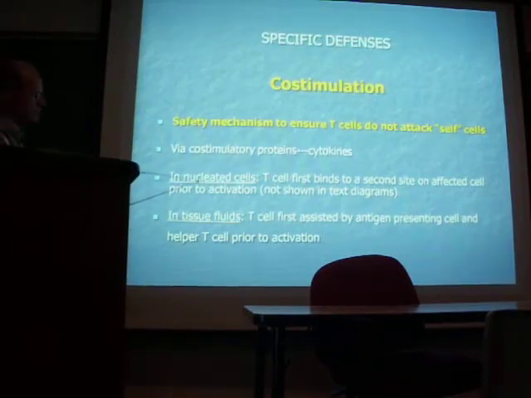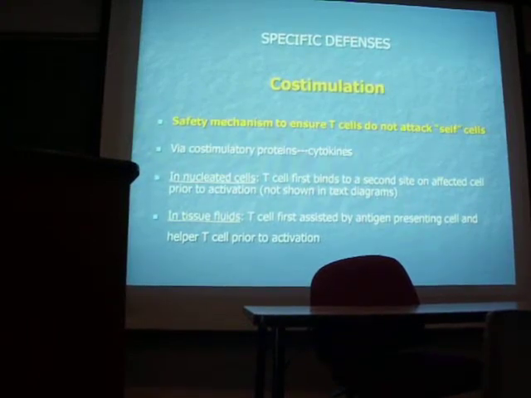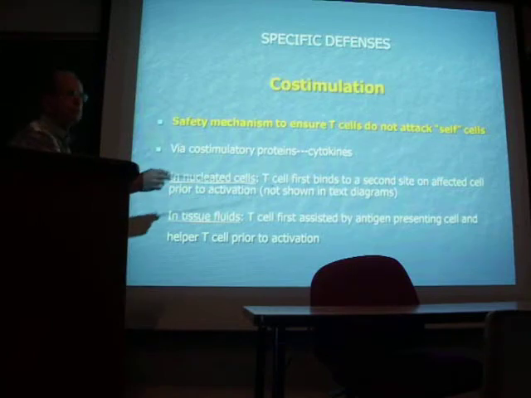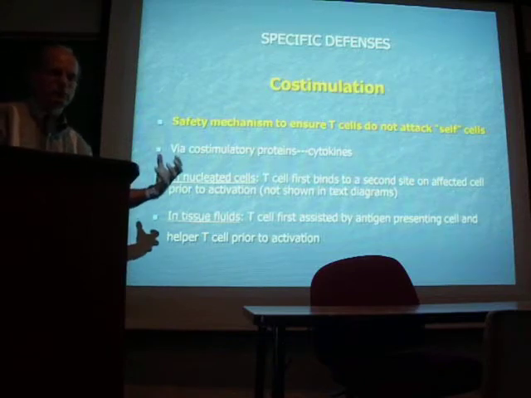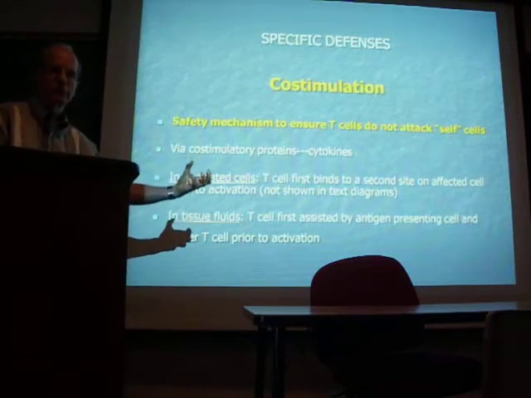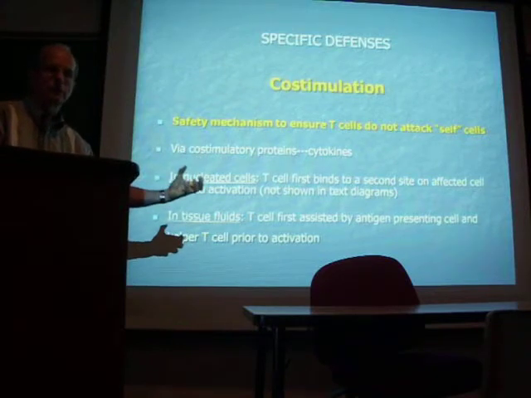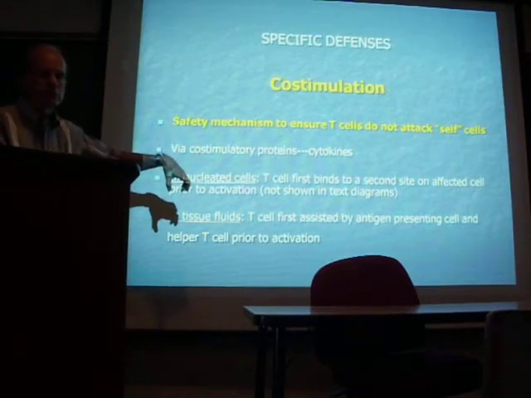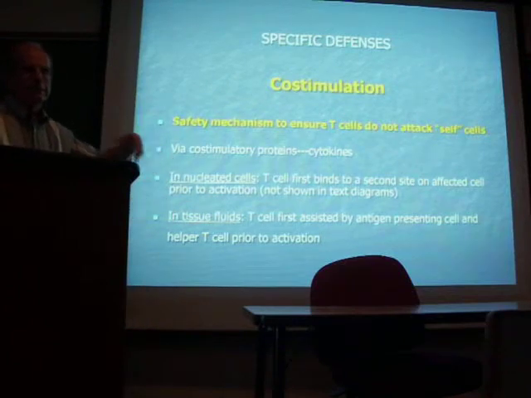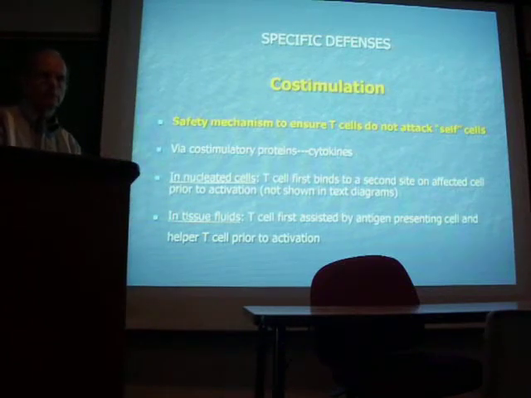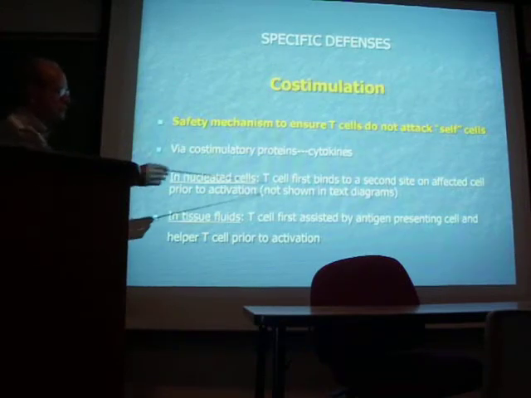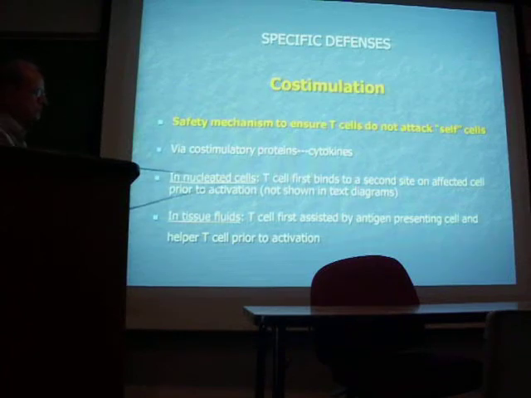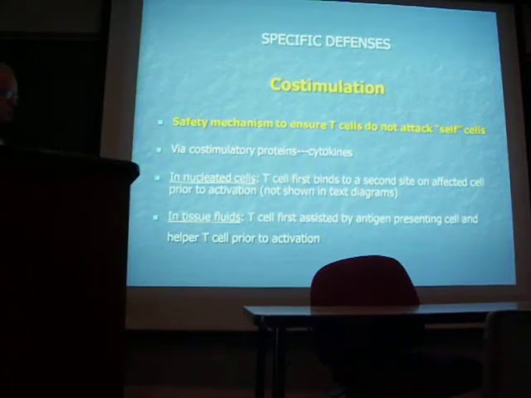When we're talking about nucleated cells in fixed tissues, the T cell first must bind to a second site after it attaches to the primary site that contains the antigen fragment. Before it can attack the cell, it must bind to a second site on the cell membrane. That's essentially telling the T cell, it's okay, this is one you need to take out. Now, on our diagrams in our text, this is not shown, but it has to bind to a second site on an affected cell before it can be fully activated.